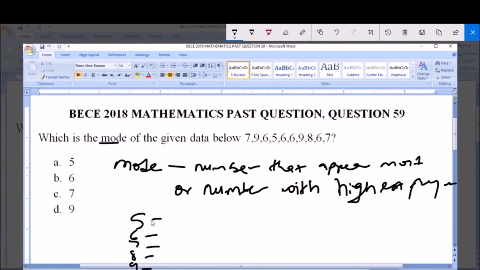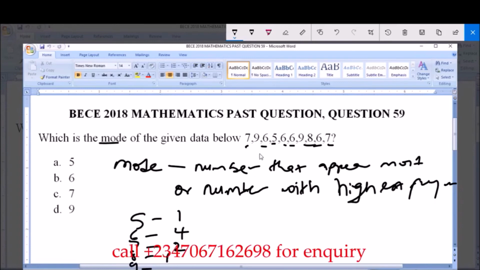Now we want to know the frequency, that is the number of times each number would appear. Now let's take a look at 5. 5 appears just once. Now 6 appears 1, 2, 3, 4 times. Now 7 appeared twice. And 8 appeared once. Then 9 appeared twice.